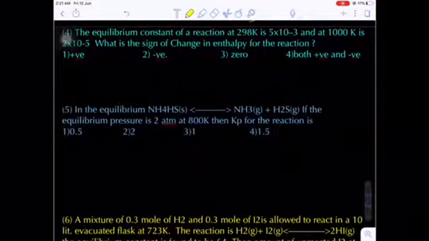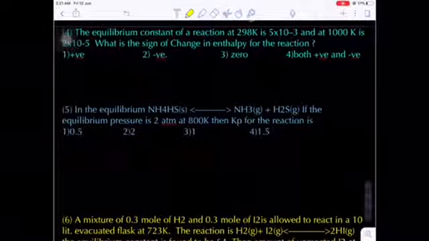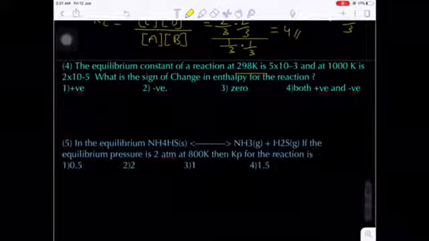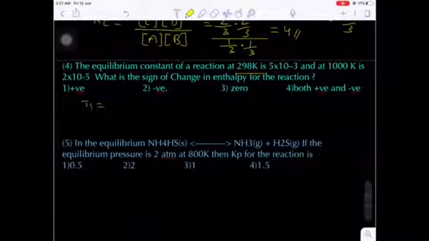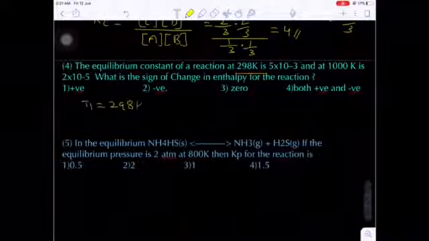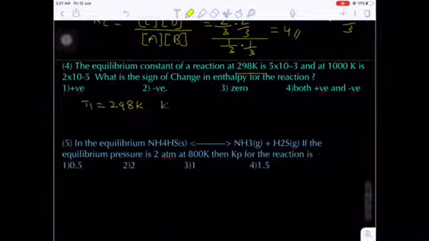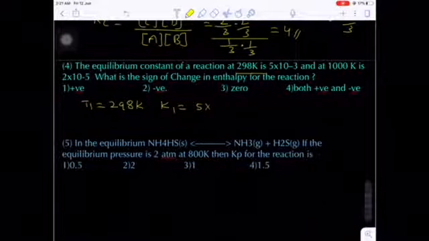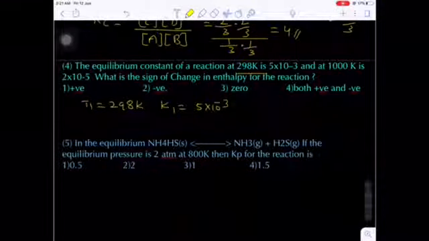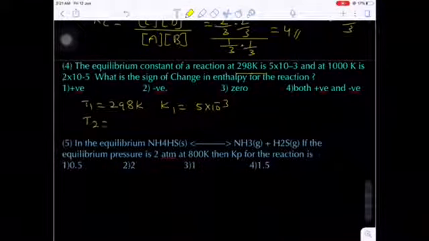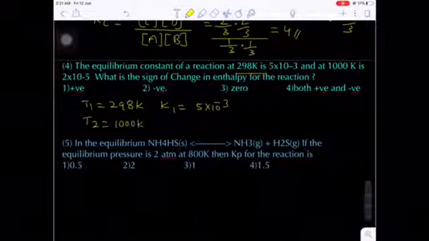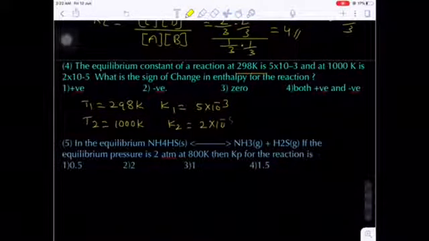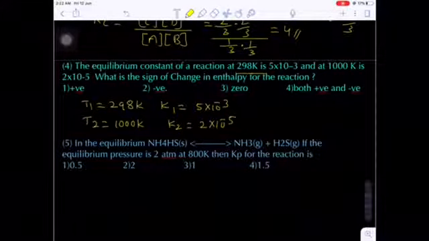What is question number 4 here? The equilibrium constant for the reaction at 298 Kelvin. First of all, at temperature T1, 298 Kelvin, what is the equilibrium constant? Let's suppose K1, which is 5 into 10 raised to minus 3. When the temperature rises to 1000 Kelvin, what is the equilibrium constant value? 2 into 10 raised to minus 5.